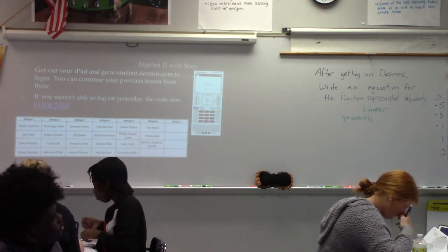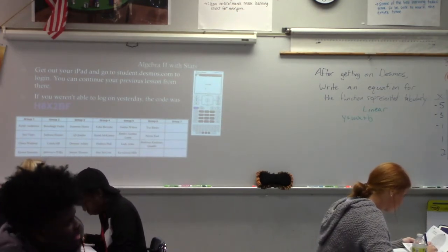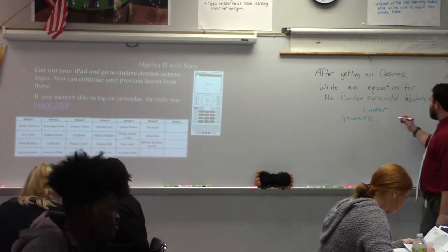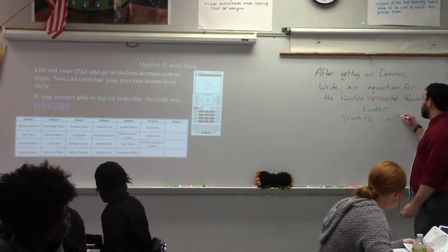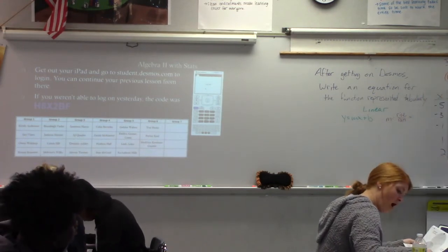Tabular, algebraic, graphical. Rise divided by run is what? Graphical. I don't have that right now. What's another way to write slope? Because I could create a graph, but that's more work than it needs to be. Come on, what's another way to write that?